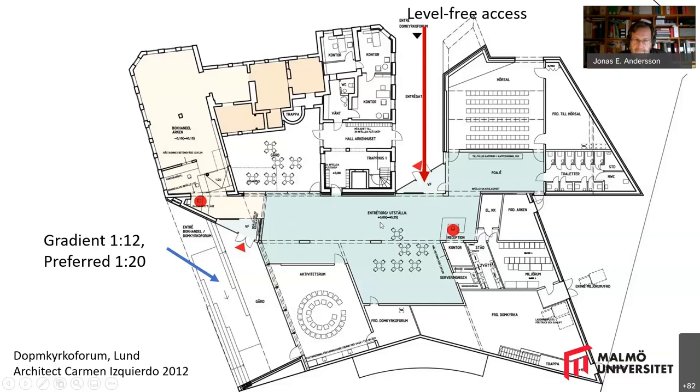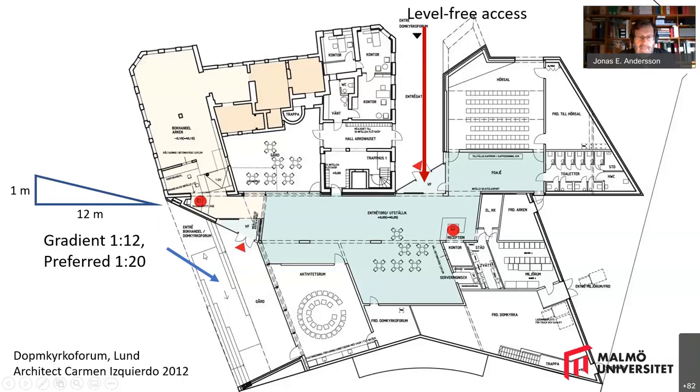So this was the Domkyrkoforum in Lund as a way of explaining gradients and gentle slopes as a way of allowing equal access for people with disabilities. And when I say 1 to 12, you have to consider that this is an old measurement used by craftsmen at a building site, that 12 meters is actually the horizontal measurement in order to arrive at a height of 1 meter. So you always have to have this triangle in your head when you talk about 1 to 12 and 1 to 20.